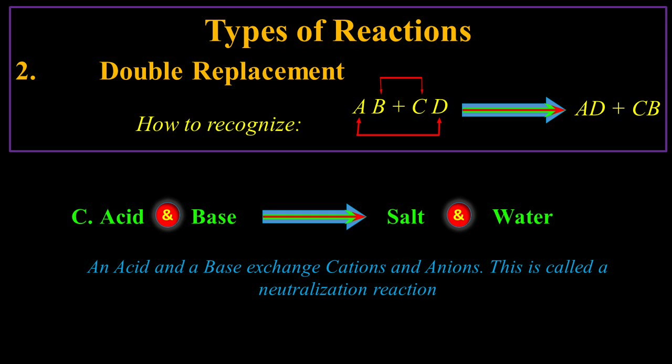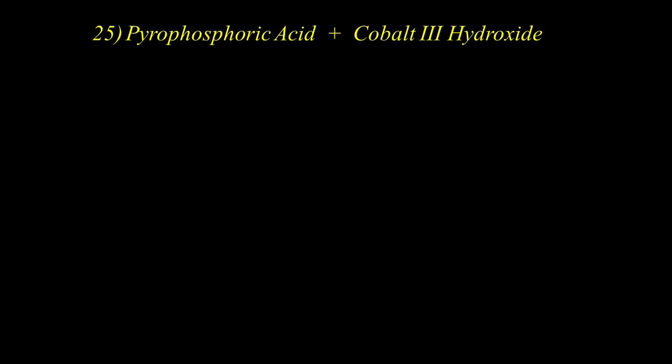So let's look at an example of a neutralization reaction. Now remember, the ions are exchanging, and you always form water, and you always form a salt. So you're getting rid of the H in the acid and the OH in the hydroxide. Here's an example of pyrophosphoric acid and cobalt-3 hydroxide. You'll get cobalt-3 pyrophosphate, and then you'll have water from the OH and the H from the acid. So again, when you're doing certain single and double replacement reactions, it's good to write the water as HOH. It's easier to balance that way.